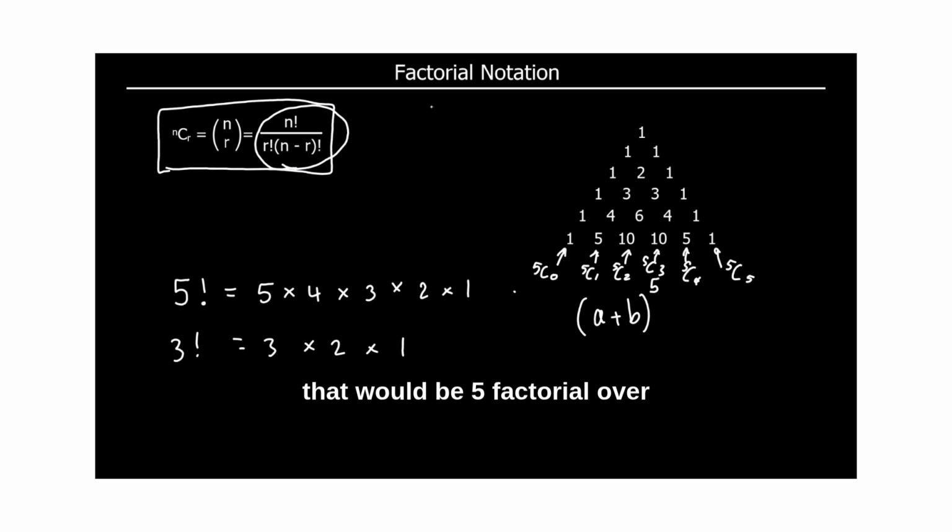So it'd be 5 factorial over 0 factorial. Just to note, 0 factorial is 1. 0 factorial is defined as always being 1. Over 5 minus 0, so 5 factorial over 0 factorial times 5 minus 0 factorial, which is 5 factorial over 5 factorial, so it must be 1.